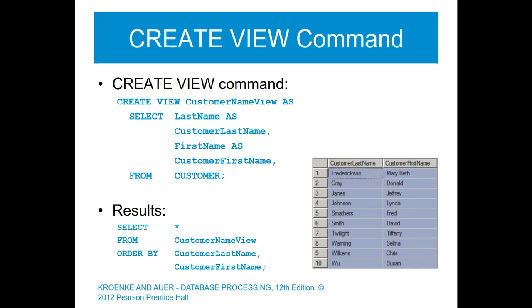Kroenke and Auer like to put the word view in their view names, like here, customer name view. You can call this Fred if you want. It's just a name. Although putting view in there might be helpful to you, and you might use that as a rule, but it's not required. So we create view as, right? We're used to having columns here, but instead we'll have as, and here's our select statement, and we can put anything we can put in a select statement except for the order by.